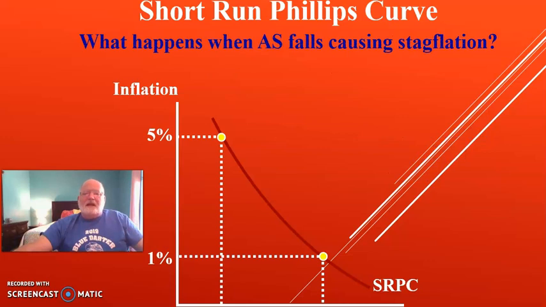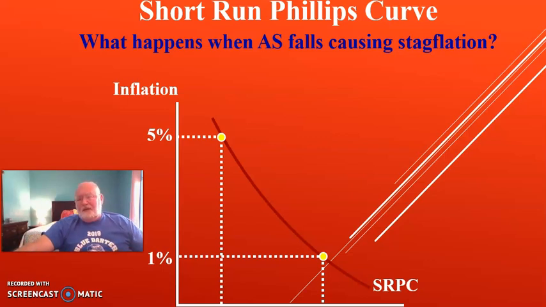Now, I want you to write this down. What happens when SRAS shifts to the left? If you remember way back from weeks ago, I taught you that is a lose-lose. Remember, we talked about that's what would happen if somebody raised the minimum wage dramatically, or if the price of oil or electricity had a dramatic increase.